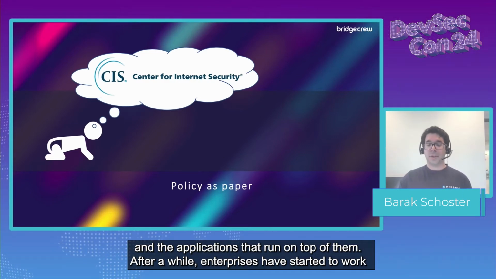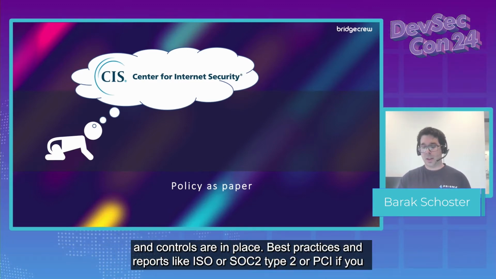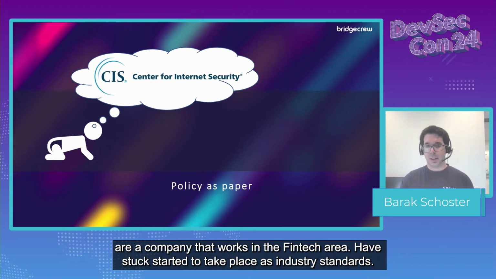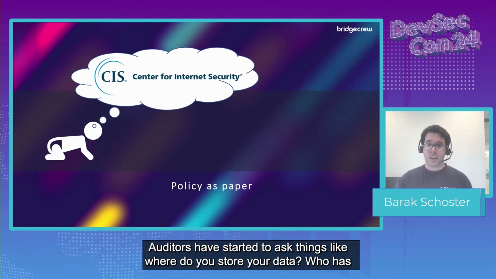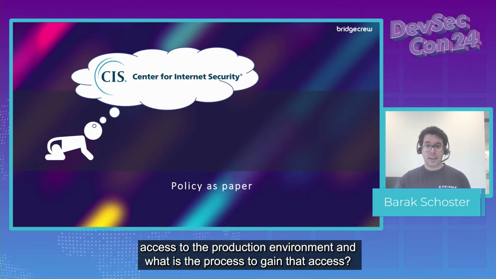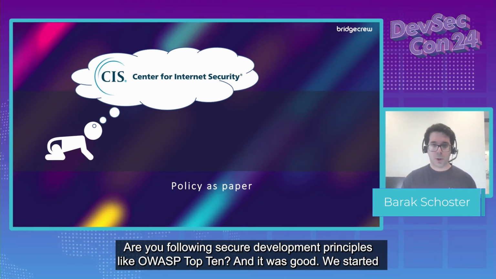After a while, enterprises started to work with auditors to enable expansion of business and make sure that the right methodology and controls are in place. Best practices and reports like ISO or SOC 2 Type 2 or PCI, if you are a company that works in the fintech area, have started to take place as industry standards. Auditors have started to ask things like, where do you store your data? Who has access to the production environment, and what is the process to gain that access? Are you following secure development principles like OWASP Top 10?